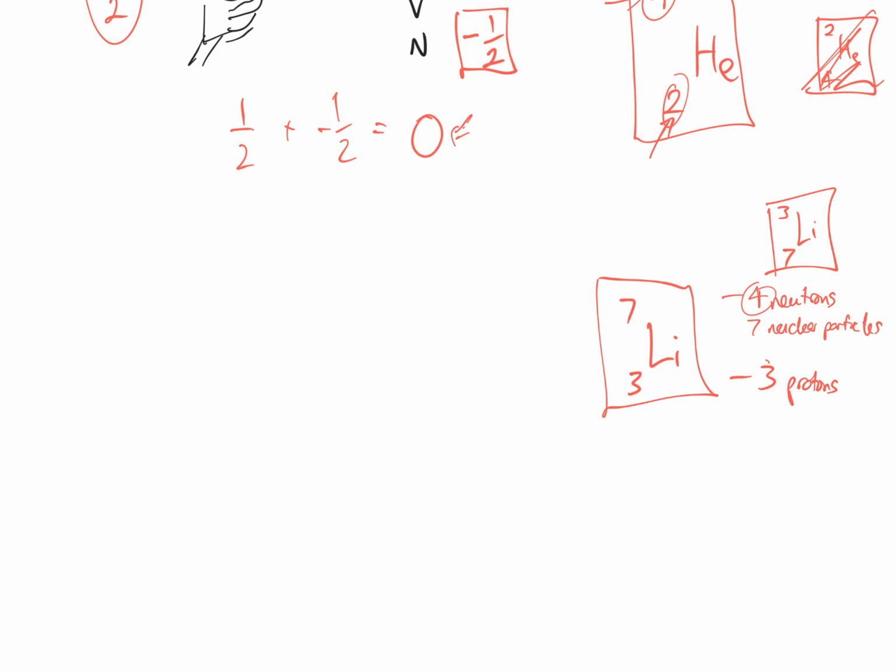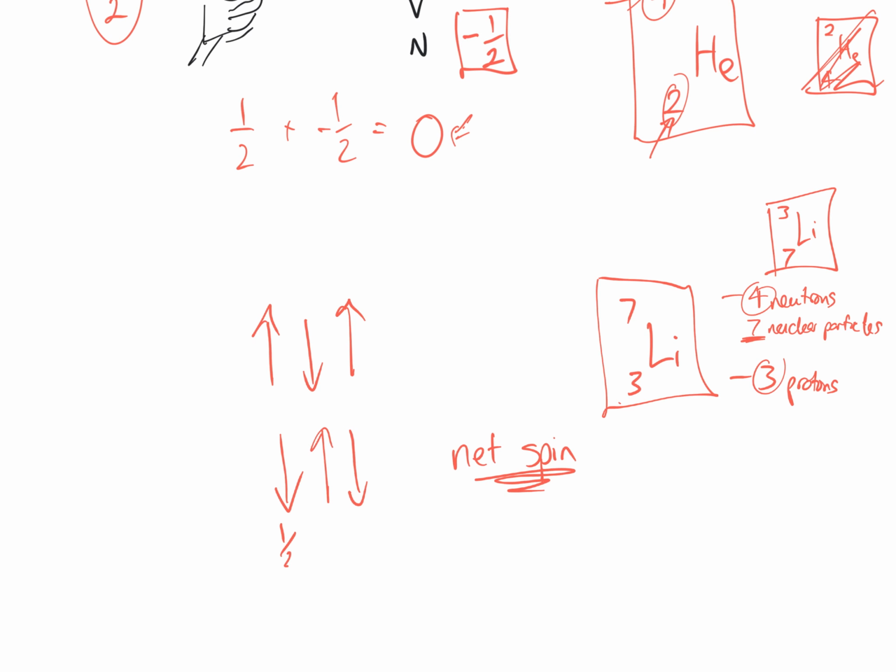That's 4 plus 3 equals 7. So here we have 3 protons, and we would have one up, one down, and one up. Or one down, one up, one down. Doesn't really matter, but we have a net spin.